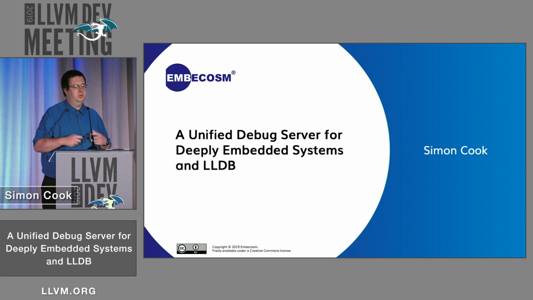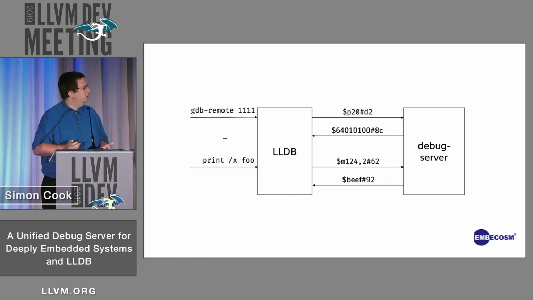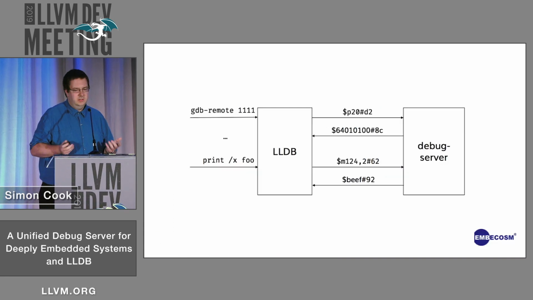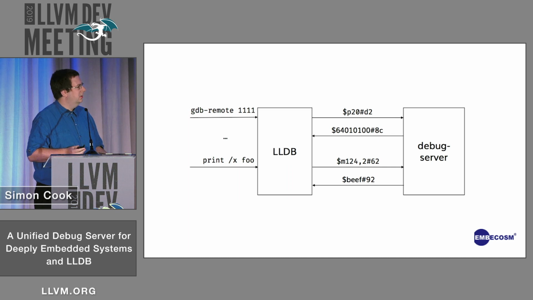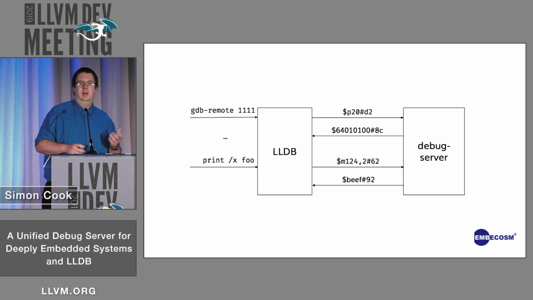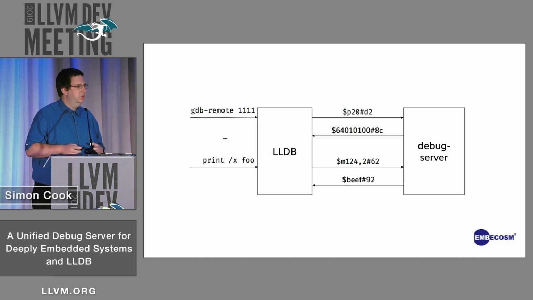Now, for those that don't know how debuggers work internally, when LLDB and GDB want to connect to targets, they use something called remote serial protocol. It's the text in the middle of the slide between LLDB and the server. It encapsulates the kind of things a debugger wants to do, such as reading and writing registers, reading and writing memory, starting processes, stepping, continuing, etc.